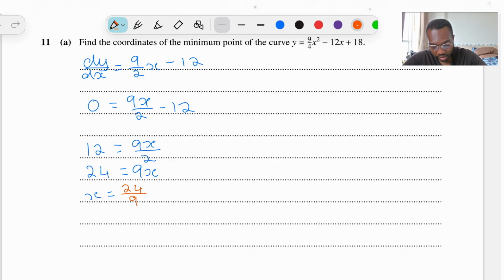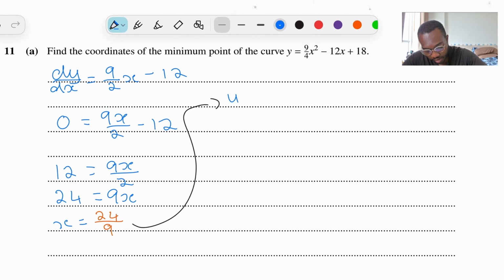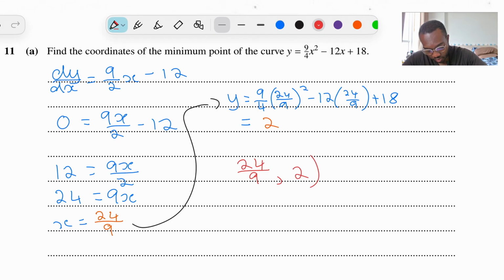And therefore, we just need to put that x value back into the equation. So therefore we get y is equal to 9 over 4 times 24 over 9 squared, minus 12 times 24 over 9, plus 18. Put that into your calculator, you get 2. So therefore, our coordinates are simply 24 over 9 and 2, okay?